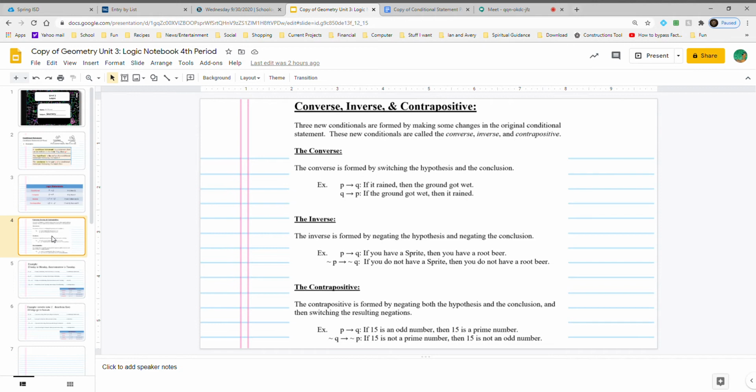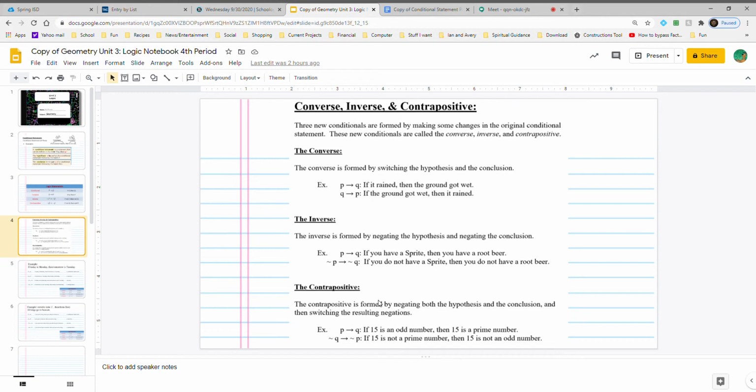Okay? For inverse, it says if you have a Sprite, then you have root beer. I don't understand that statement. I don't know why you have to have a root beer if you have a Sprite, but whatever. Okay? If you have a Sprite, then you have a root beer. If you negate them both, if you put the word not in there, if you do not have a Sprite, then you do not have a root beer. Okay, that is the negation of the sentence. All right, so that's how that works. You either put the word not in, or if the word not was already there, we'd take it out.